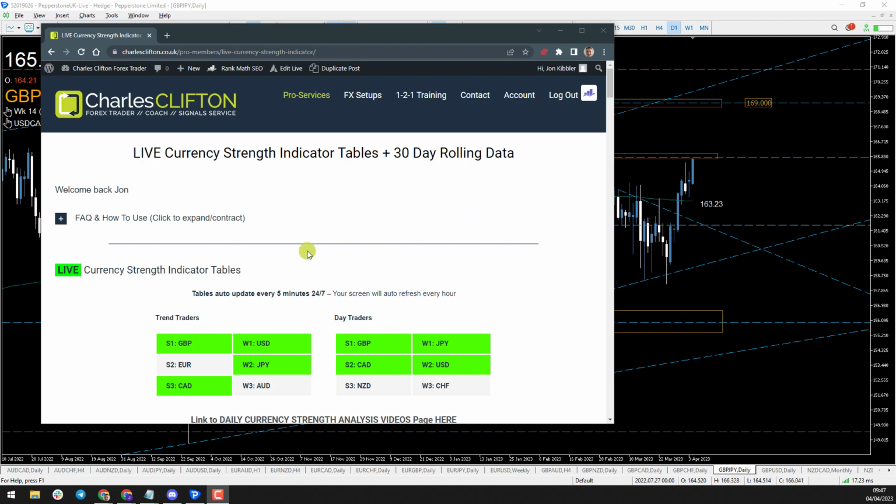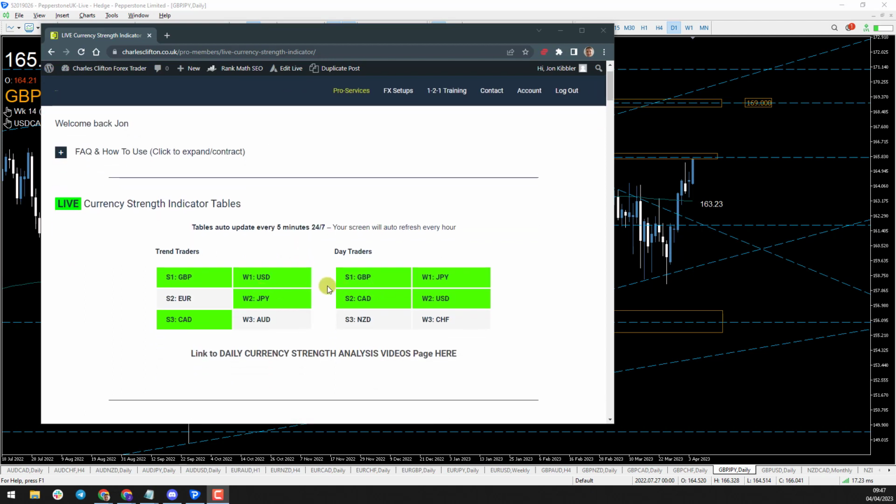Here we have our two tables in front of us. We have the trend traders table and the day traders table. These are the same studies but just highlighting different time frames. You can see here some of the currencies are highlighted in green. That means there's a confluence between the trading time frames, and that's what we'll be focusing most of our attention on in these videos. The tables auto update every 5 minutes 24/7, meaning that our members can see how the market stands right now in real time.